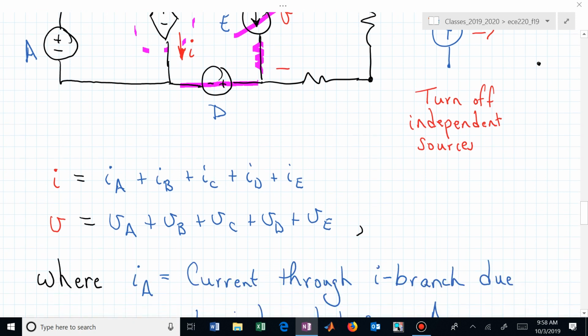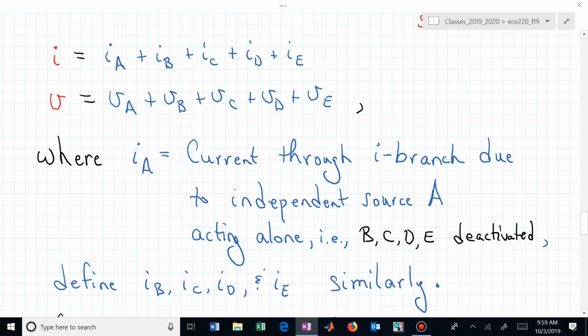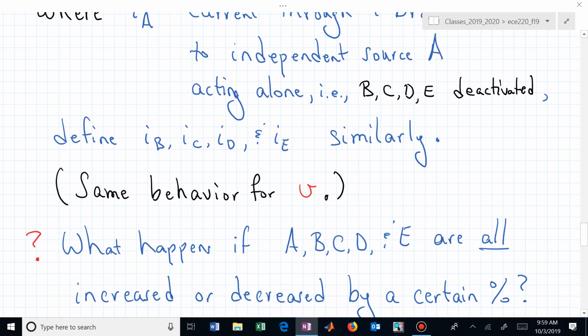And that's what I'm trying to describe here. I sub A is the current through the current branch I due only to the independent voltage source A. And everything else then is deactivated. And we define I sub B, I sub C, etc. the same way. Question. And we can do the same for V.